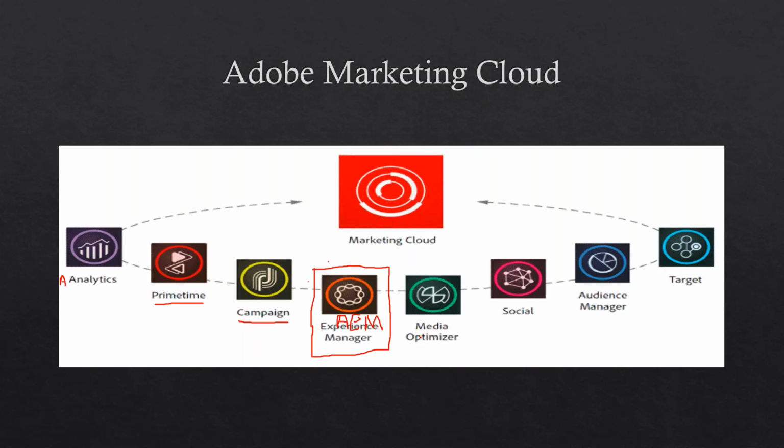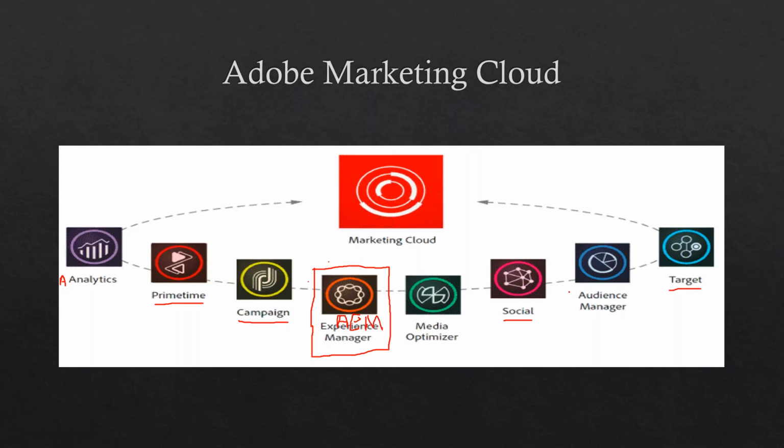Then you have Media Optimizer. Whenever you are streaming something, Primetime and Media Optimizer work together for your streaming purposes. You have Social for sharing data across various platforms and managing them. You have Audience Manager, and then you have targeting the audience. For example, take Amazon again: today you are searching for laptops, and tomorrow you start seeing advertisements about laptops on other pages as well.